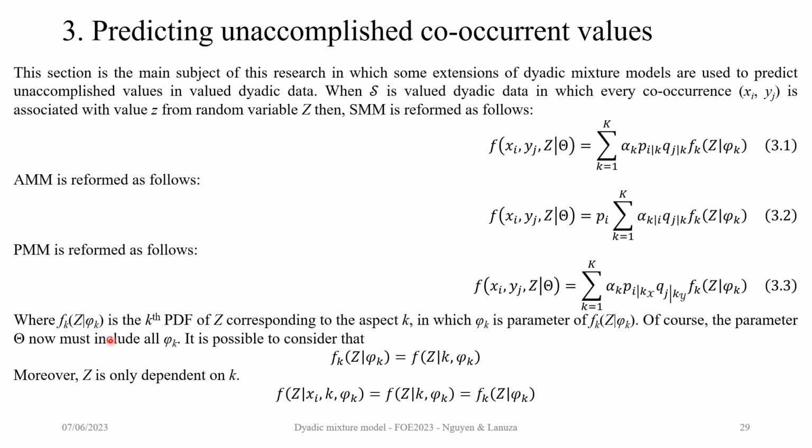where Fk of Z given Vk is the kth PDF of Z corresponding to the exact case, in which Vk is a parameter. The parameter of Fk is, of course, part of the parameter theta now. It is possible to consider that Fk is the PDF of Z given K and Vk. Moreover, Z is only dependent on K.